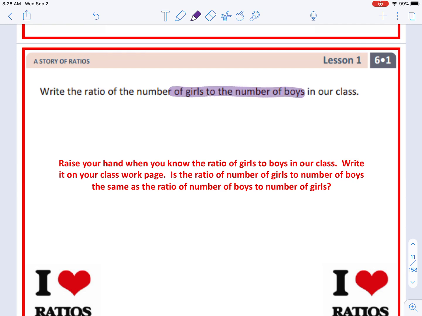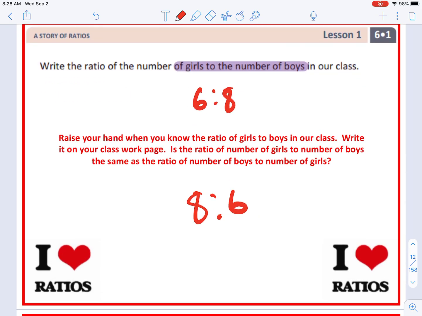When you're reading a question, you need to be very careful because order matters when we're talking about ratios. Okay? If we write the ratio of girls to boys, it would be 6 to 8. We can't write 8 to 6 like we did in the previous slide because that was boys to girls and this is girls to boys. Okay? So if I ask for girls to boys and you give me 8 to 6, that is wrong because that doesn't show the relationship I'm asking for. Okay, so order matters. So you need to read these questions very carefully and realize what they're asking you.